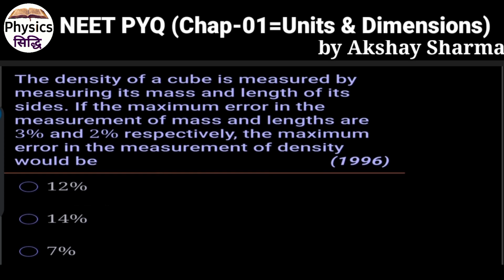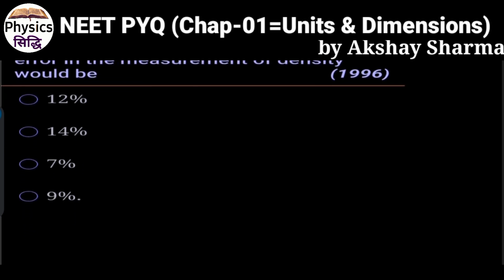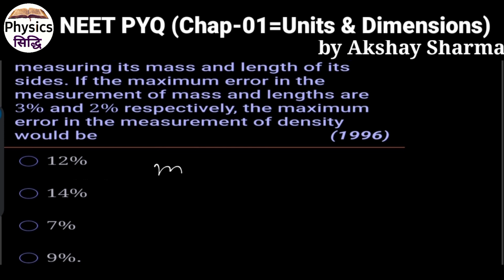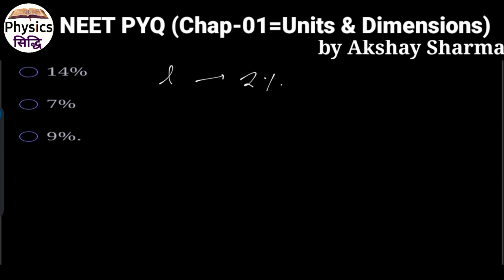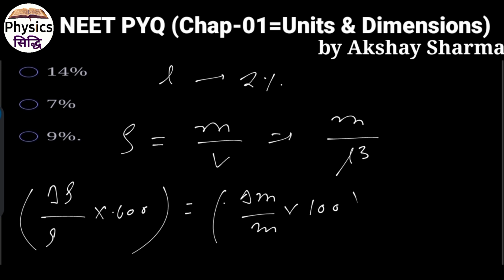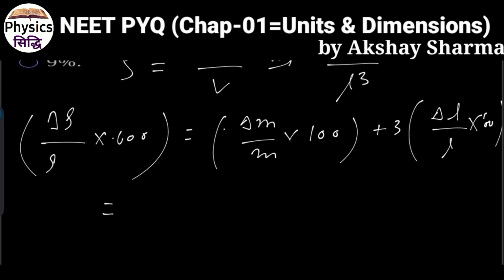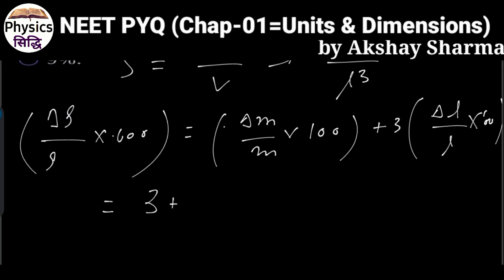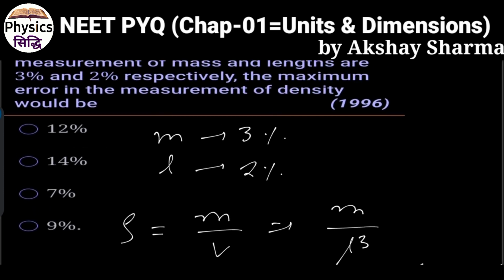Now the next question: the density of a cube is measured by its mass and length of side. If the maximum errors in the measurement of mass and length are 3% and 2%, then the error in density would be? Density is mass upon volume, and for a cube volume is L to the power 3. So the percentage error in density equals the percentage error in mass plus 3 into the percentage error in length. For mass it is 3%, and for length it is 3 into 2%, that is 6. 3 plus 6 is 9%. So 9% is our correct answer.